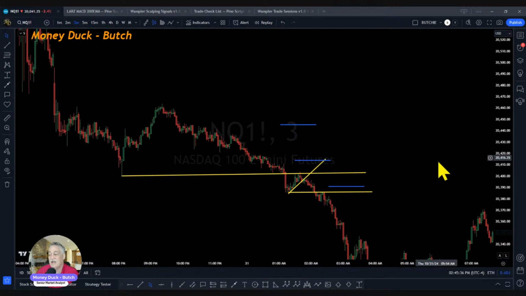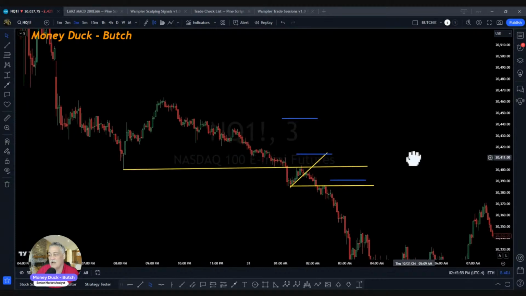But I like to give it a lot of room for the bigger pullbacks, because the bigger and stronger the moves, guess what you're going to get? You're going to get bigger, stronger pullbacks. Okay? That's just something you'll get used to seeing over time.